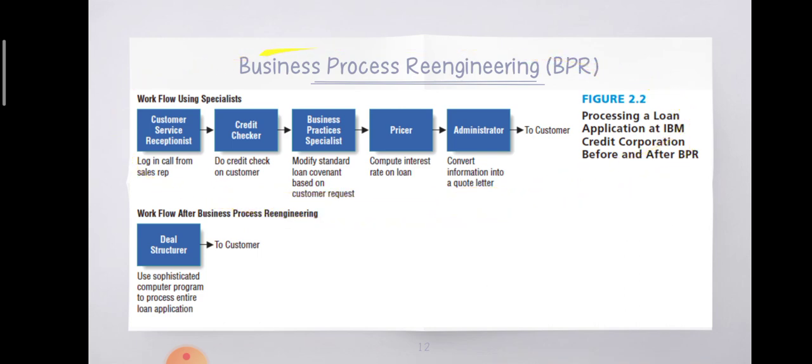Gikan sa customer service receptionist, maadto na siya sa credit checker. The credit checker would do the credit check on the customers, and then ipasa na dito sa business practices specialist, which will modify standard loan covenant based on customer request, and then maadto na sa pricer to compute the interest rate on the loan, and then maadto na sa administrator to convert information into a code letter, and then usa pa nga to sa customer.